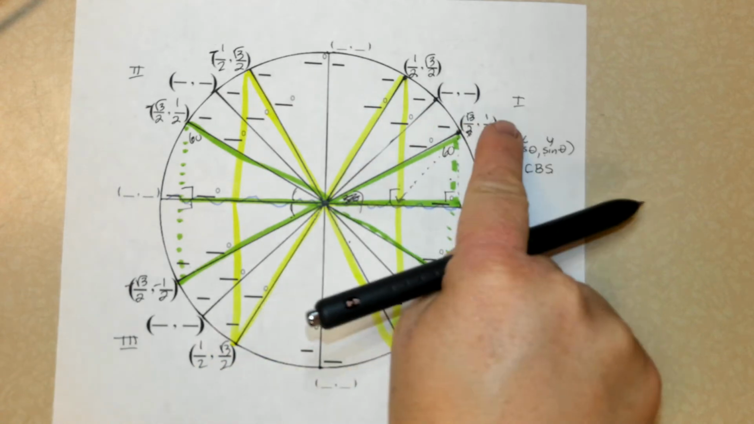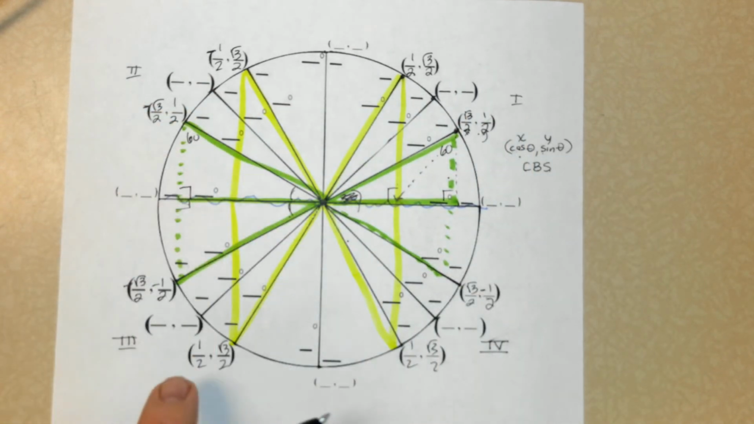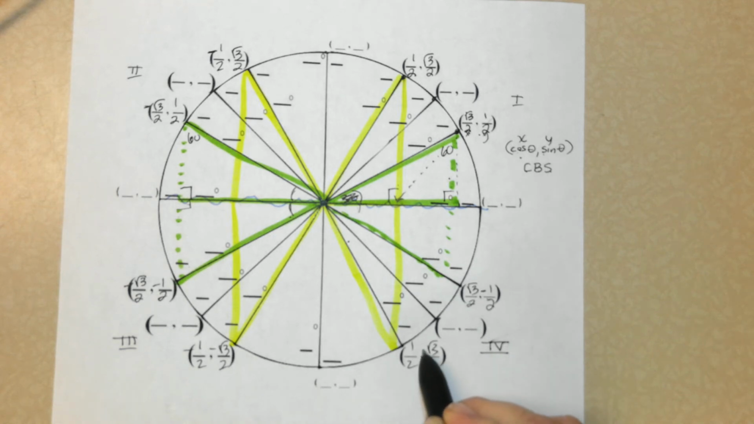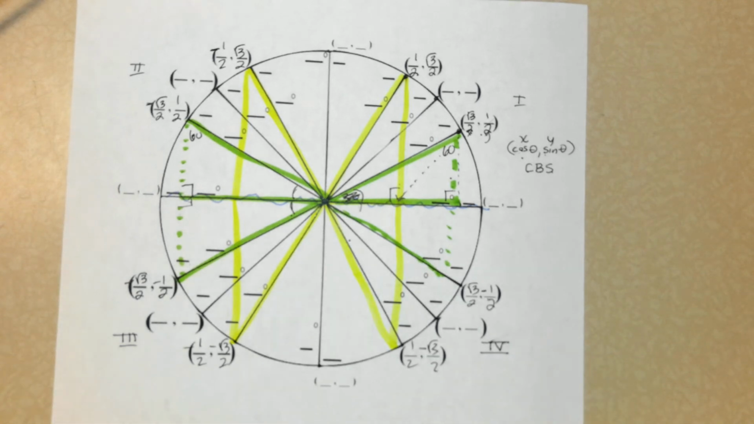In this quadrant, again, our x's are negative, y is positive. Quadrant 3, they're both negative. Quadrant 4, x is positive and y is negative.